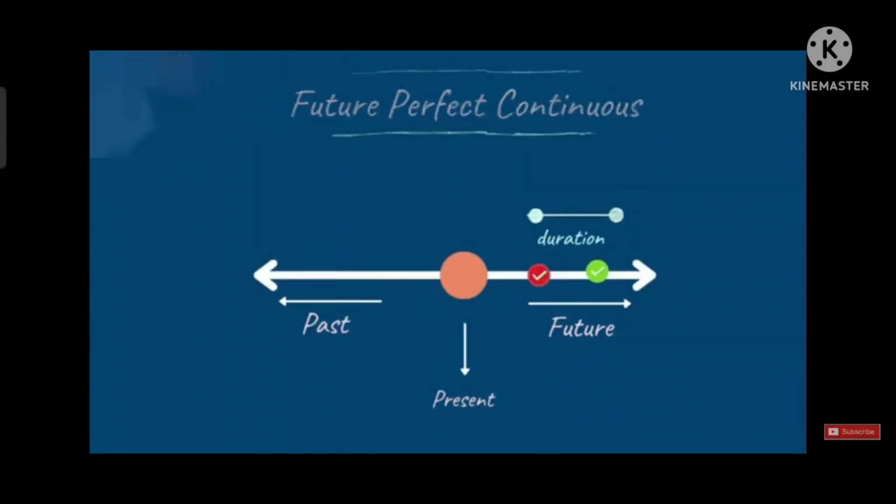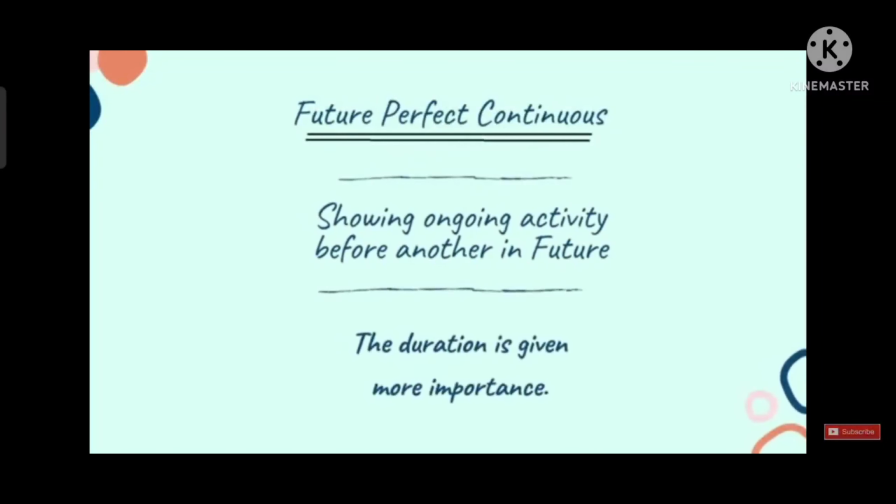Now, let's look into its usages. The main use of future perfect continuous tense is showing ongoing activity before another in the future. The activity will have begun sometime in the past, present, or in the future and is expected to continue in the future. And the duration is given more importance here. Let's look into examples of it.